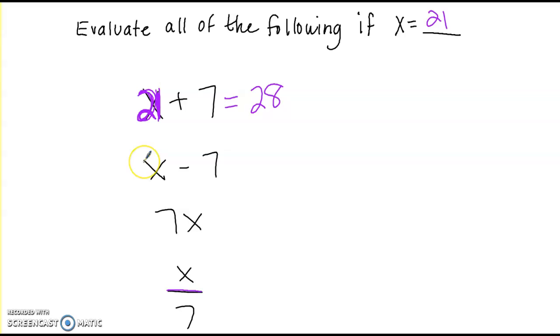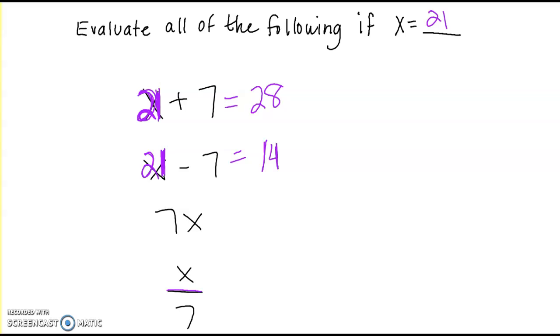The next one, x minus 7. Again, if I put in my number 21 and I subtract 7, you're going to find that it is equal to 14. Again, the computation on the left is equal to my answer of 14.